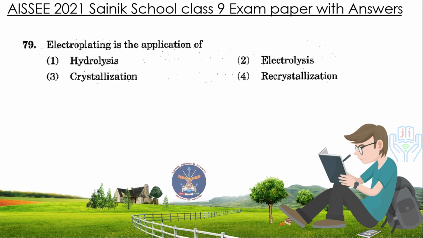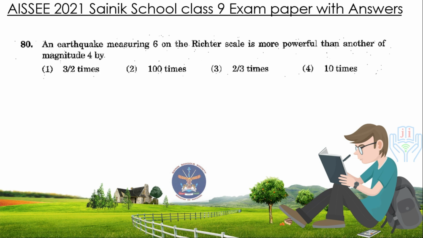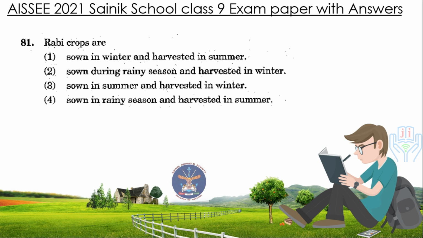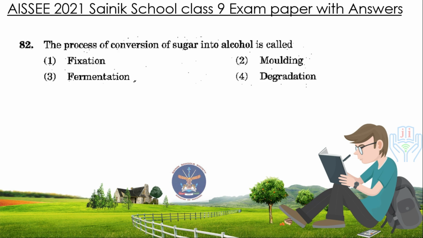Electroplating is the application of electrolysis. An earthquake measuring 6 on the Richter scale is more powerful than another of magnitude 4 by 100 times. Rabi crops are sown in winter and harvested in summer. The process of conversion of sugar into alcohol is called fermentation.